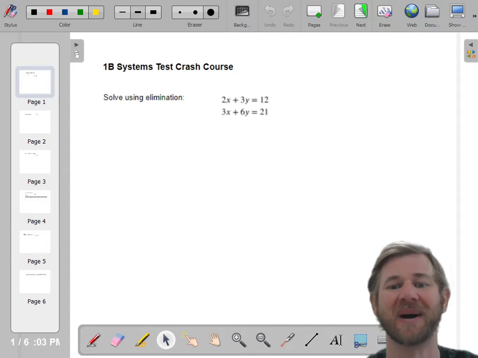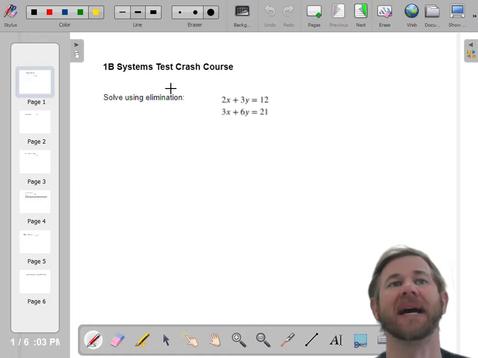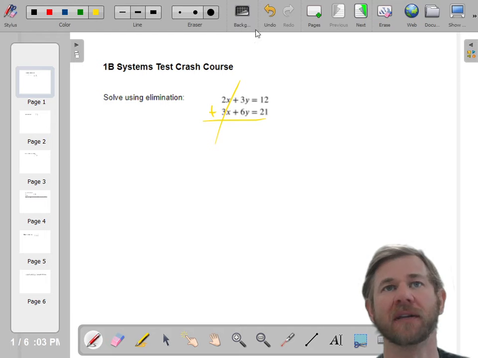And let's review our systems. So, first question says, solve by elimination. That means we're trying to add them together, and hopefully something goes away. But if you add them together right now, you get 5x and 9y, and nothing goes away. So, we're going to have to mess with this a little bit.